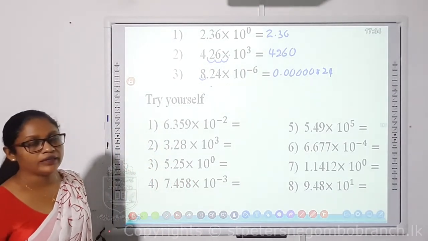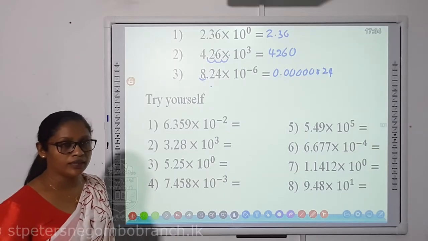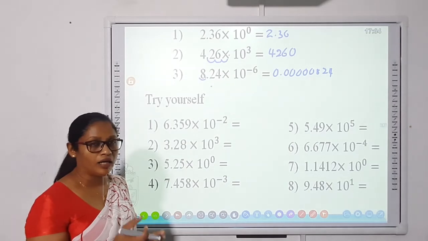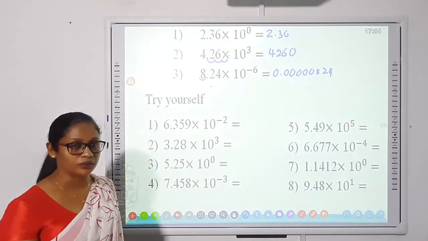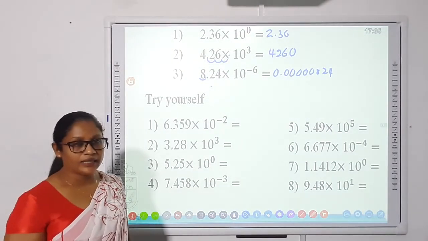I think this is clear for you. So what you want to learn here is how to convert a normal number to scientific notation, and how to convert scientific notation to a normal number, right? So that's what I want to explain in this segment.